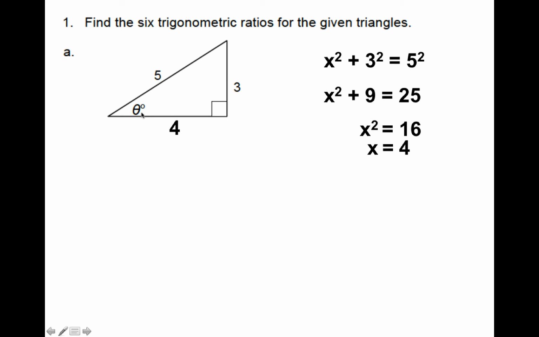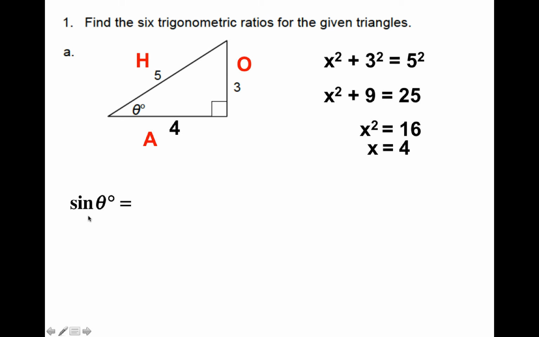Since we have theta, we can label the sides. So notice this is the hypotenuse in our triangle because it's opposite the 90. This is adjacent. It's touching the angle, but it's not the hypotenuse. And then the 3 is opposite theta.